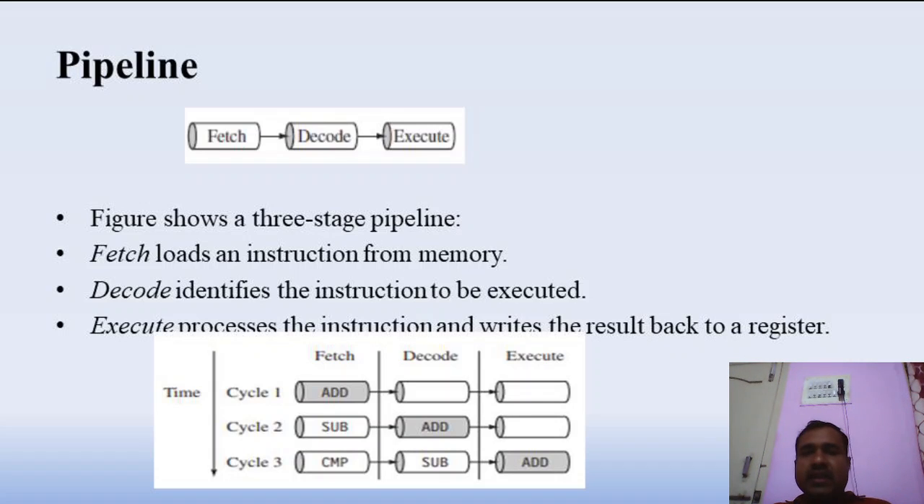Suppose the first instruction is an add instruction, say add R3, R1, R2. That means I am adding R1 and R2 and placing the result in R3. And in the subtraction, let's say subtract R4, R5, I am using totally different registers.